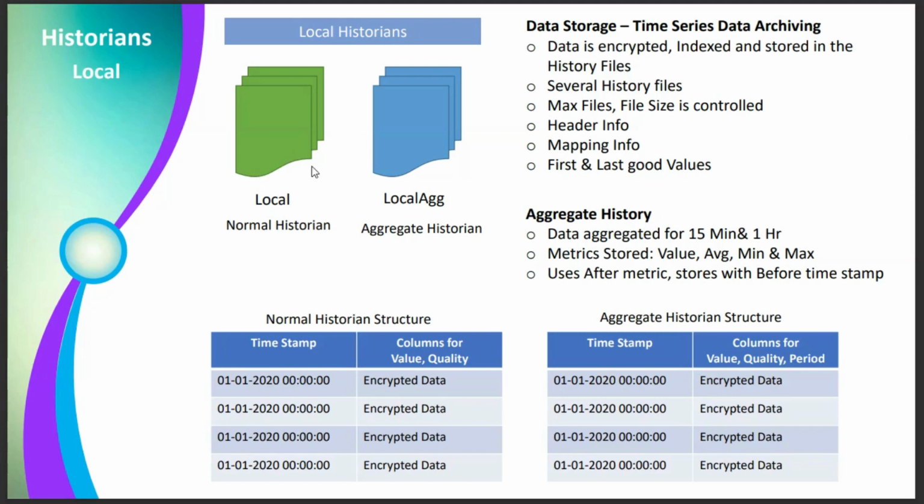A local historian is a database that stores the data locally on a device. It is typically used to store real-time data from multiple data sources in a specific location. The real-time data is stored in the form of flat files and it is highly encrypted.